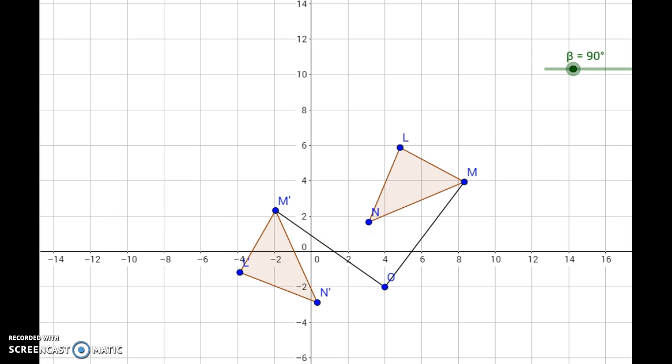Suppose I also show you some other line segment like that, and I remove these. You will find that this is also 90 from N O to N dash O. It is also 90.